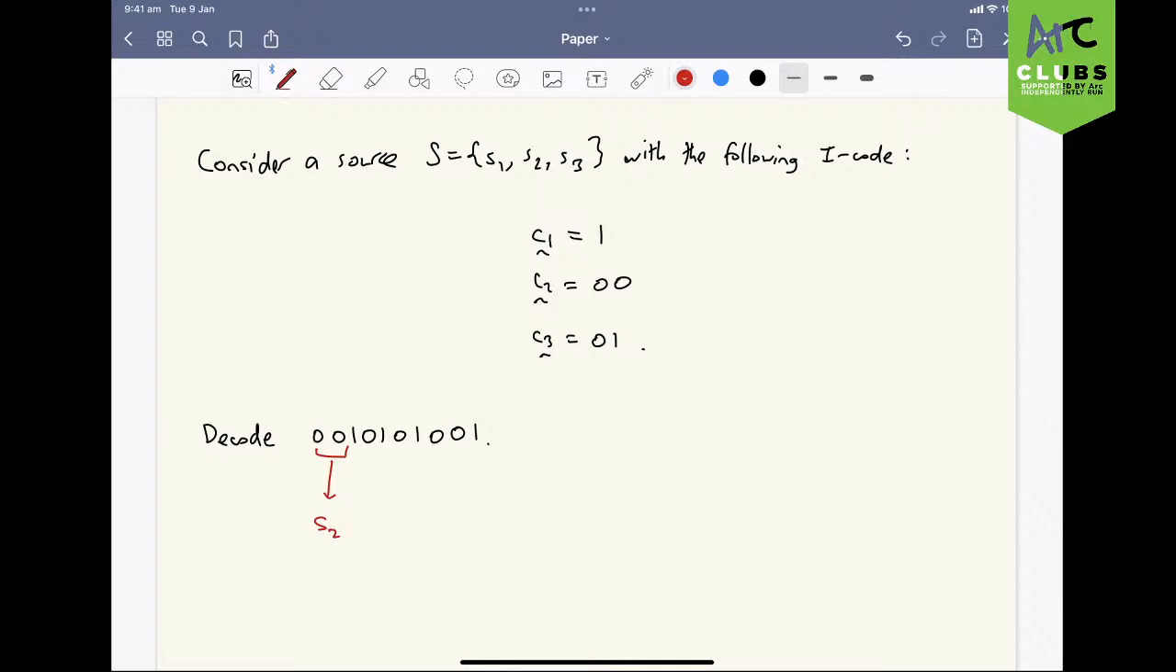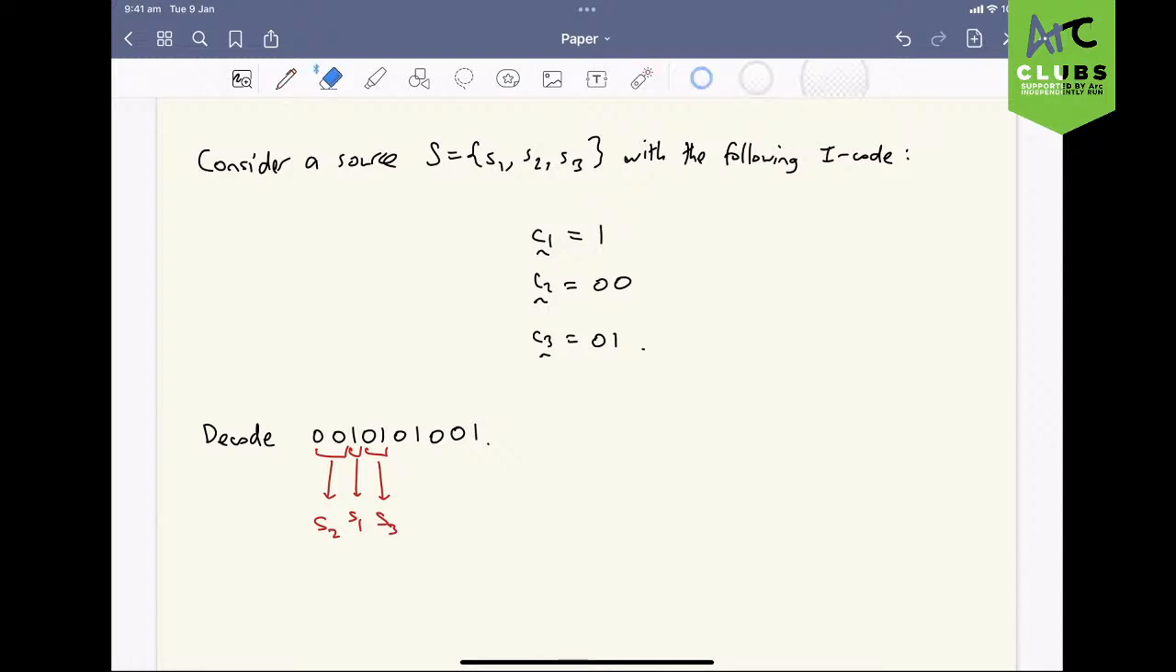Now we repeat. So we read the 1 here. Is that a code word? Well, yes, luckily it is. It's just this one over here. So we translate that into S1. Repeat again. Is 0 a code word? No. 0, 1 is a code word. So we translate into, well, it's the third code word, so the third source symbol.